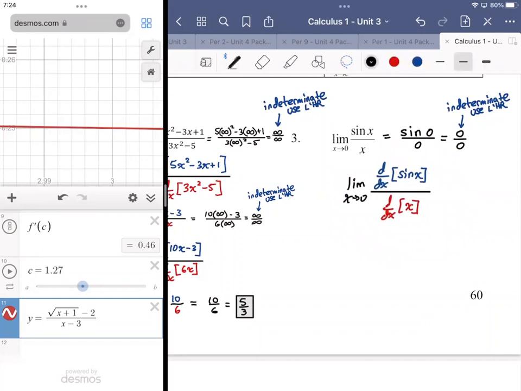All right. The derivative of sine of x is cosine of x. The derivative of x is 1. So now I'm just finding the limit as x approaches 0 of that. And if it gives me something indeterminate again, I'll have to continue the process. But if it doesn't, so cosine of 0 over 1, I'll have my answer. Cosine of 0 is 1, divided by 1 is equal to 1.